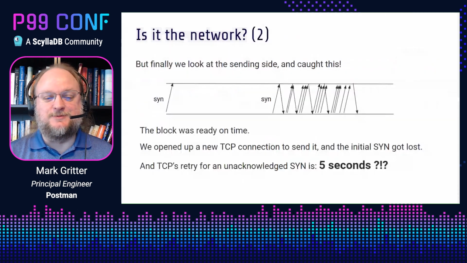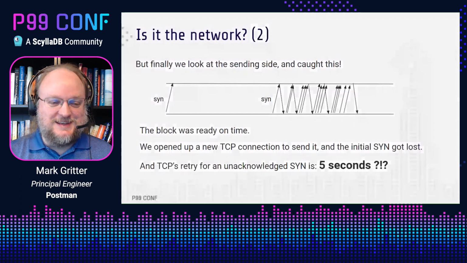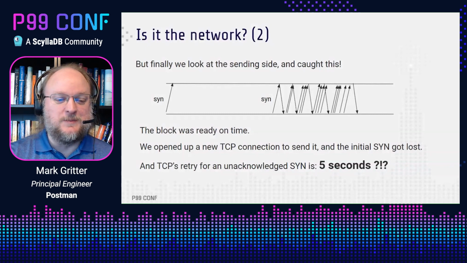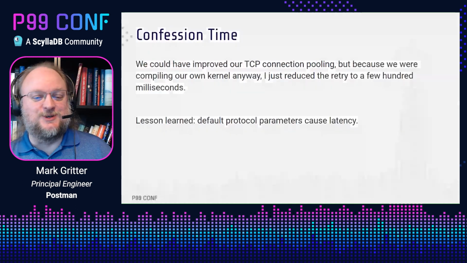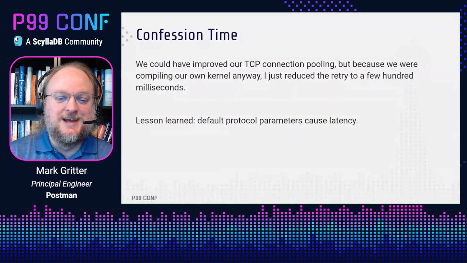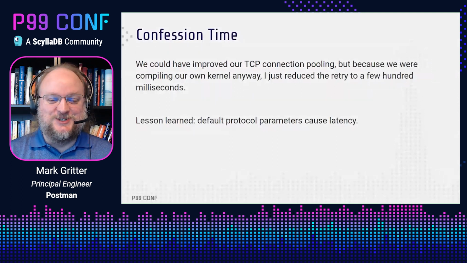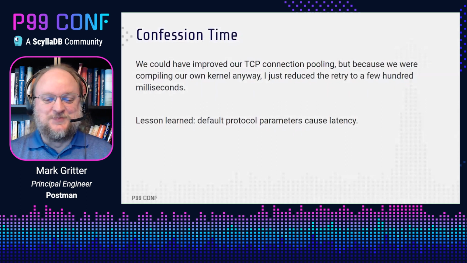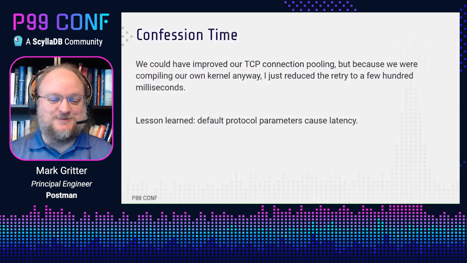But we finally made the same set of observations from the sending side and realized that this picture was closer to correct. The block was ready on time. We opened up a new TCP connection to send it, and the initial SYN handshake message just got lost. Normally, a missed packet would be quickly resent, but the initial SYN packet is retried only 5 seconds later, which is an eternity compared to normal recovery on a point-to-point link. So we could have looked at improving our TCP connection pooling and found a way to always use a warm, already established connection. But we were compiling our own kernel anyway, so our solution was to reduce the initial retry to a few hundred milliseconds, which absolutely solved the problem. So of course, I learned a valuable lesson here. When your system experiences high latency, blame the creators of the internet.